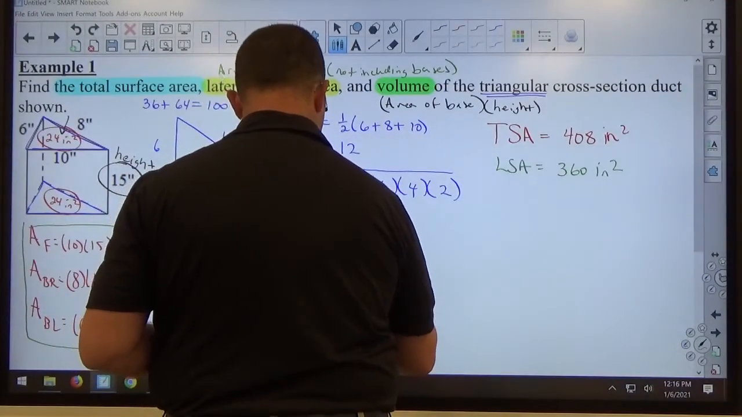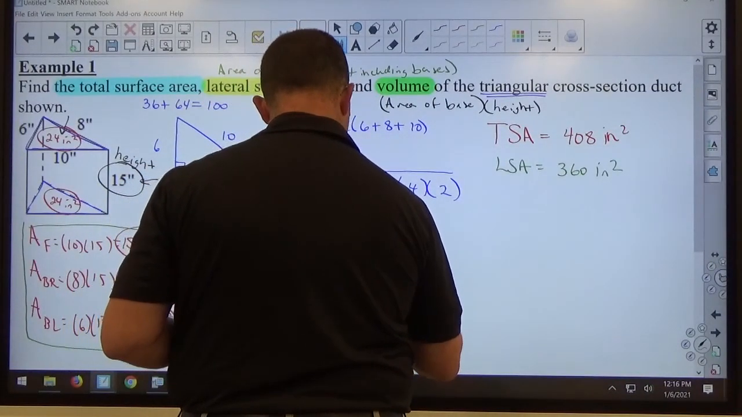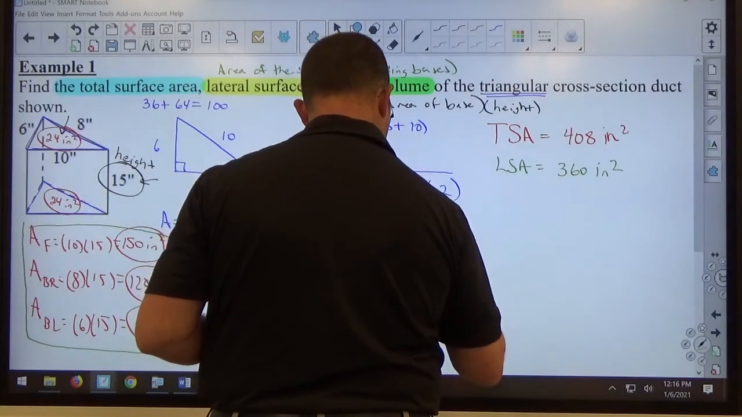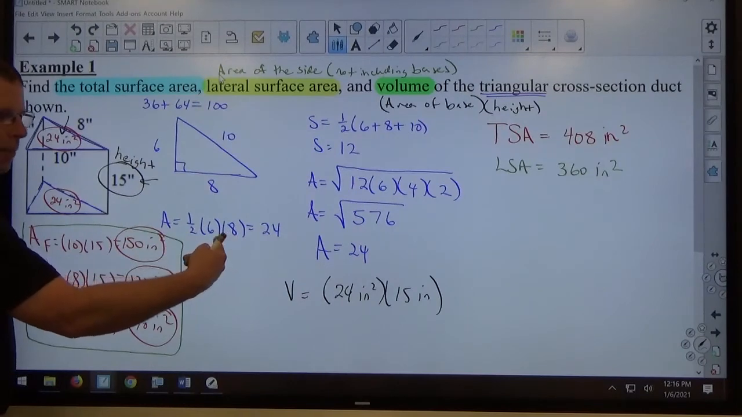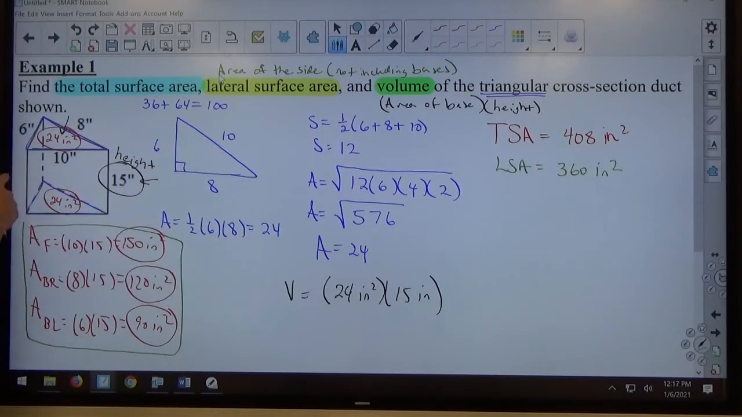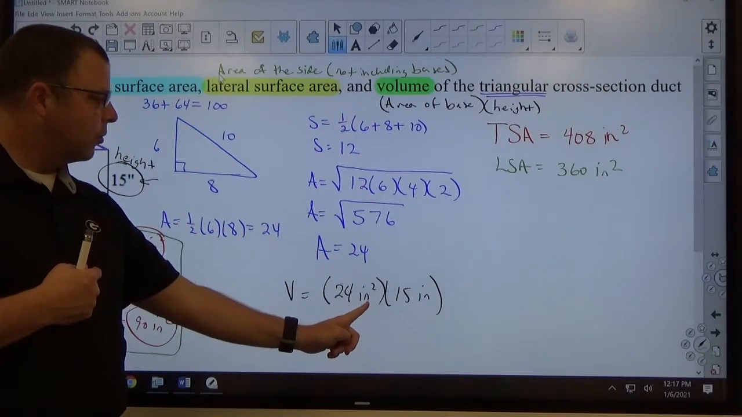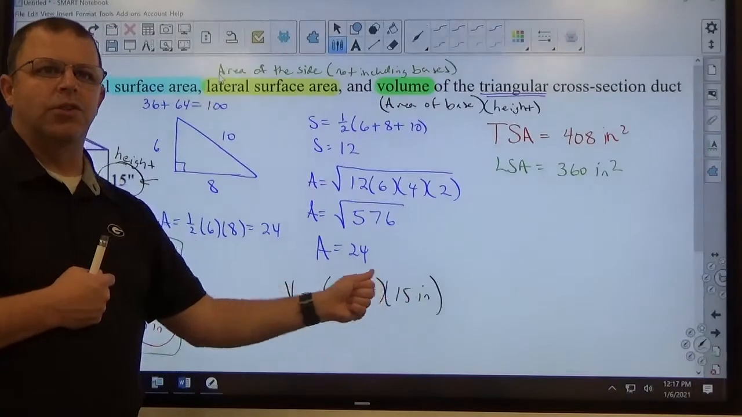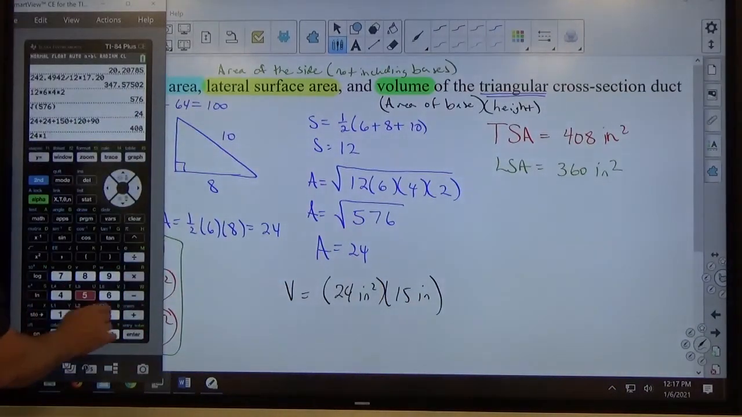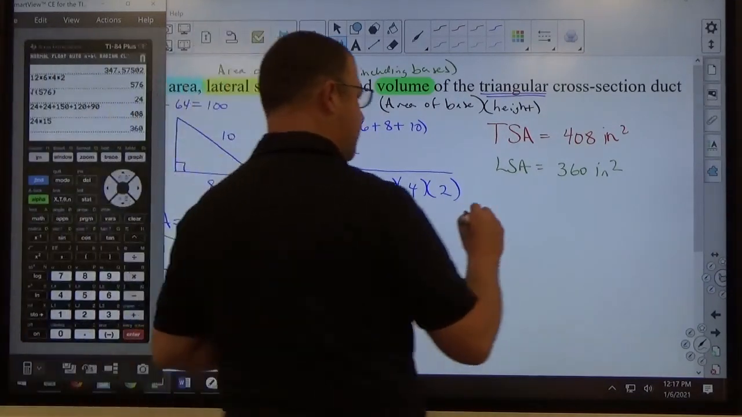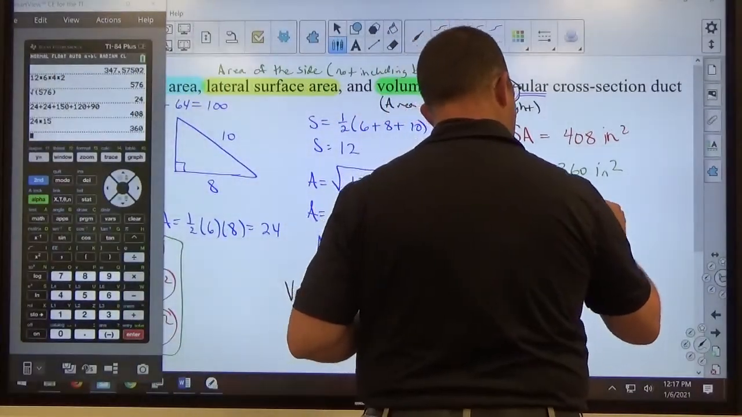So the volume of this thing is going to be 24 square inches times 15 inches. And notice the units that we're getting out of it. So area, surface area, lateral surface area, it's all square inches because we have 6 inches times 8 inches. That makes square inches, right? And all this. So all these are square inches for area. With volume, I'm taking the area unit, inches squared, times the height unit, inches. That's going to make inches cubed volume. 24 times 15, again, calculator usage is just fine. We're going to get 360 inches cubed. Okay.